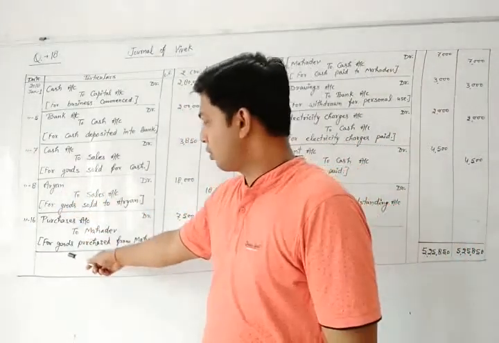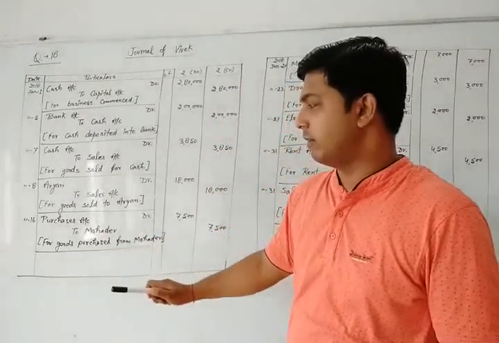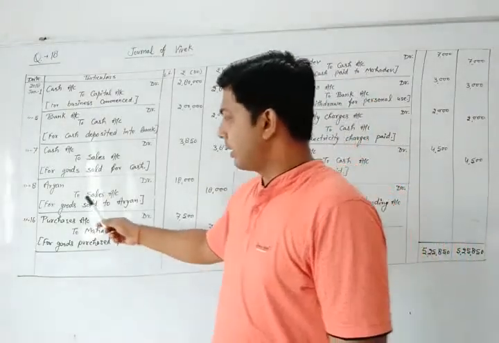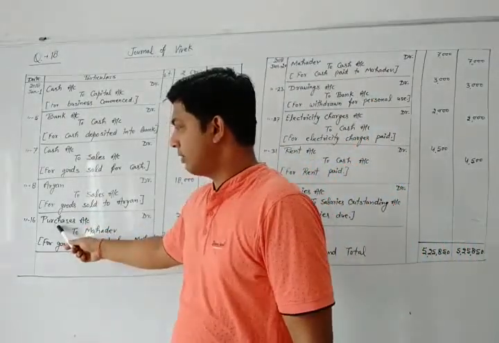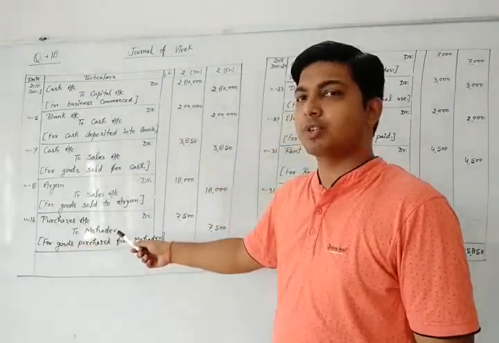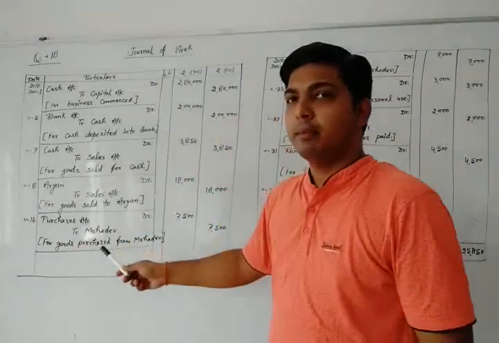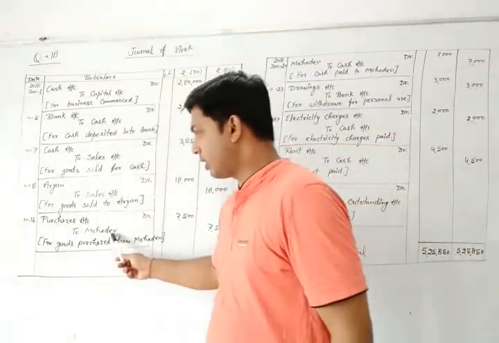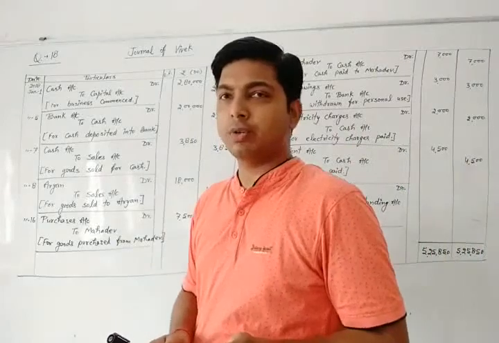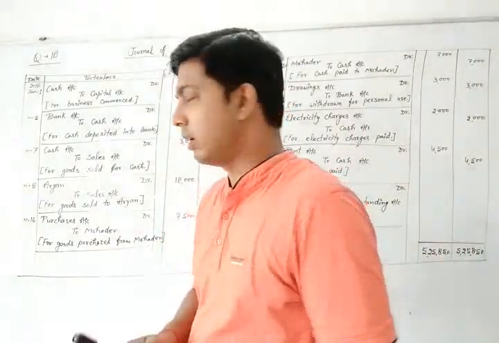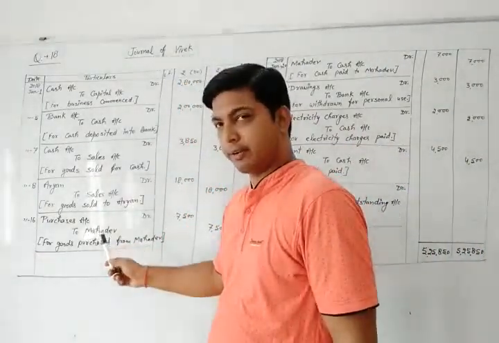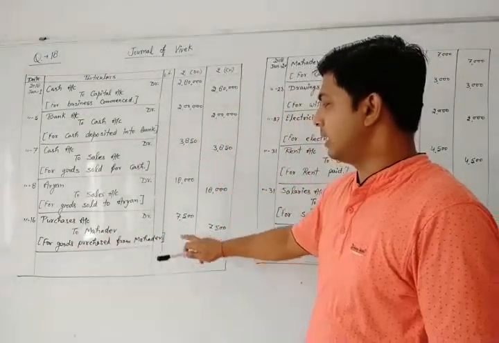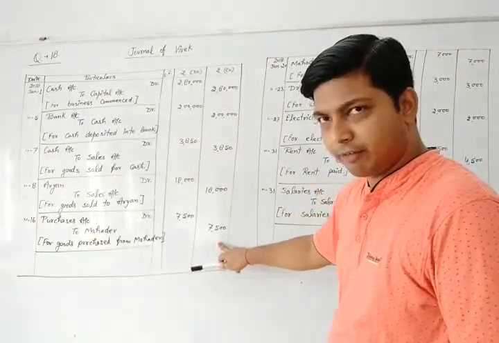Next is for goods purchased from Mahadev. If we are purchasing goods, what comes in business? Goods come in. So replacing the word goods with purchases, we are debiting here purchases account debit to Mahadev, because Mahadev is the person who is giving the goods. So he is the giver. According to the rule of personal account, debit the receiver, credit the giver. So here giver Mahadev is credited. Purchases account debit to Mahadev. For goods purchased from Mahadev, 7,500 debit, 7,500 credit.